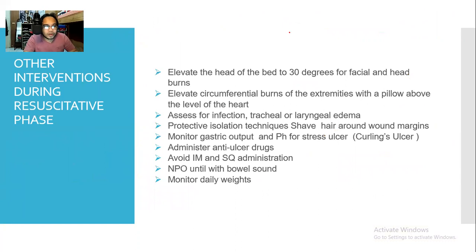Okay. Other interventions during resuscitative phase, they elevate the head of the bed 30 degrees if there is facial or head burns tayo dyan. Sir, bakit ba yan kailangan i-elevate? It's because if it is not elevated, mas mabilis yung daloy ng dugo dyan compared kung naka-elevate. Sir, bakit ba natin pinapahinaan yung daloy ng dugo papunta doon sa burnt areas? Of course, andito tayo sa resuscitative phase, emergent phase, di ba? Your emergent phase is your resuscitative phase. Okay? So we are trying to prevent further shifting of fluids papunta sa kanyang head. Okay? Or sa kanyang face.